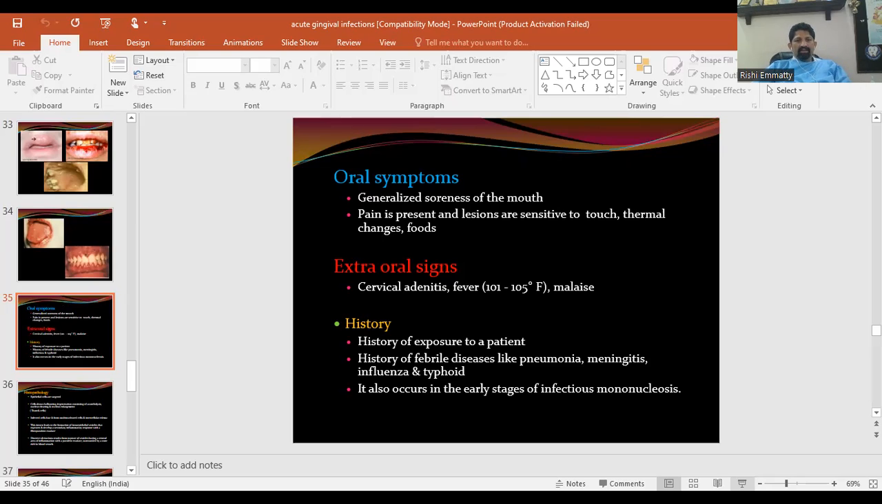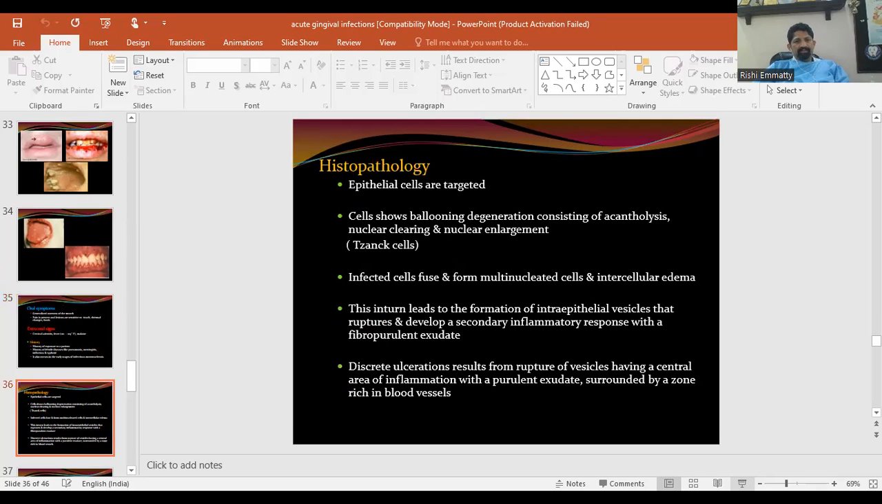External signs are cervical adenitis or fever up to 105 degrees Fahrenheit. And history mainly is contagious: history of exposure to a patient, history of febrile disease like pneumonia, meningitis, influenza, and typhoid. Very rarely, it also occurs in the early stages of infectious mononucleosis.